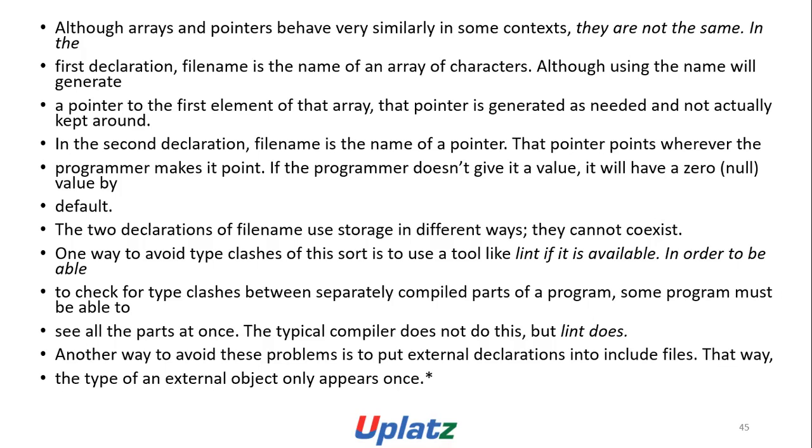In the second declaration, filename is the name of a pointer. That pointer points wherever the programmer makes it point. If the programmer does not give it a value, it will have a zero, null, value by default. The two declarations of filename use storage in different ways. They cannot coexist. One way to avoid type clashes of this sort is to use a tool like lint, if it is available, in order to check for type clashes between separately compiled parts of a program. Such programs must be able to see all the parts at once. Typical compilers do not do this, but lint does.